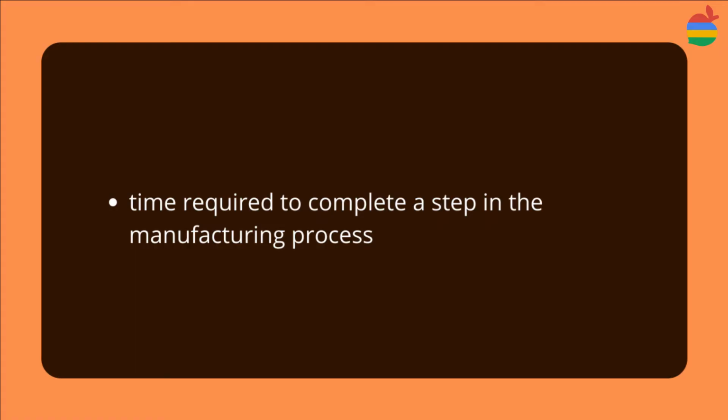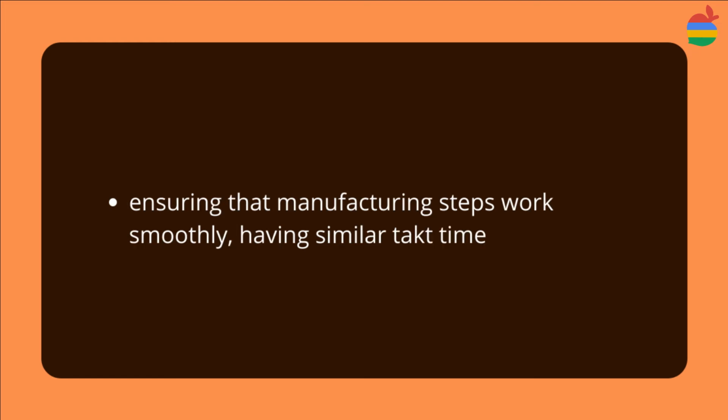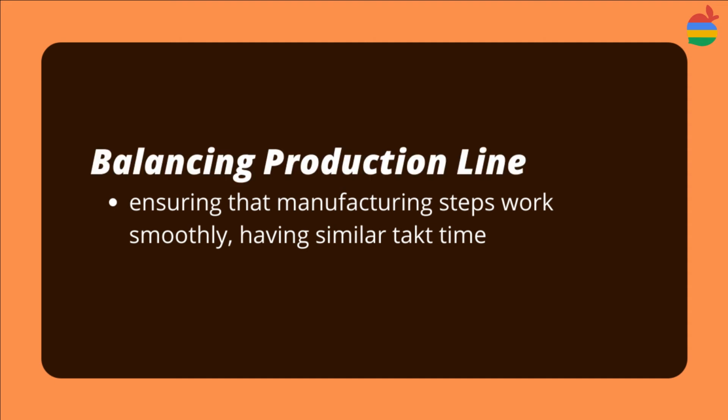The time required to complete a step in a manufacturing process is called the Takt Time. One way to ensure a series of manufacturing steps will work smoothly is to make sure that they all have a similar Takt Time. That's called balancing or leveling a production line.